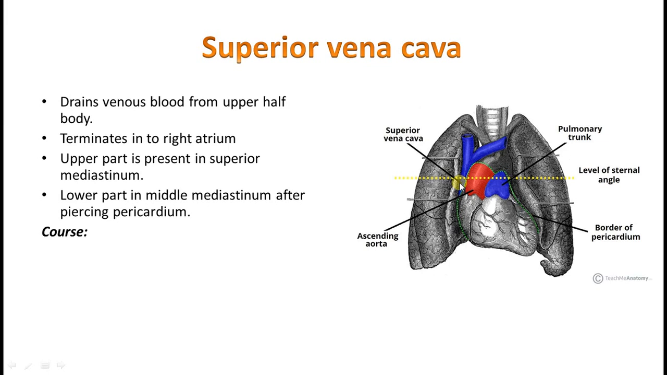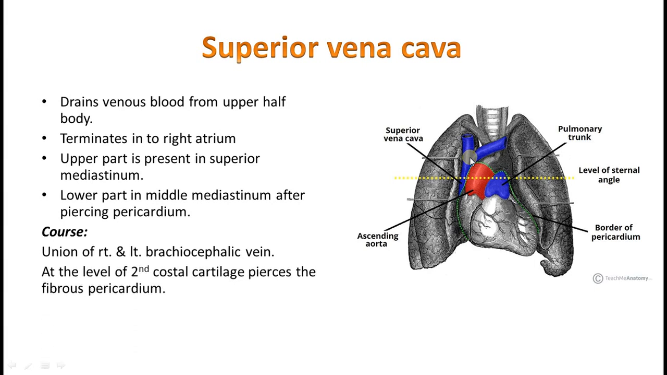So its extent is actually from the right first costal cartilage to the right third costal cartilage. It is formed by the union of the right and left brachiocephalic veins. From the first costal cartilage to the third, at the level of the second costal cartilage, it pierces the fibrous pericardium and enters the middle mediastinum.